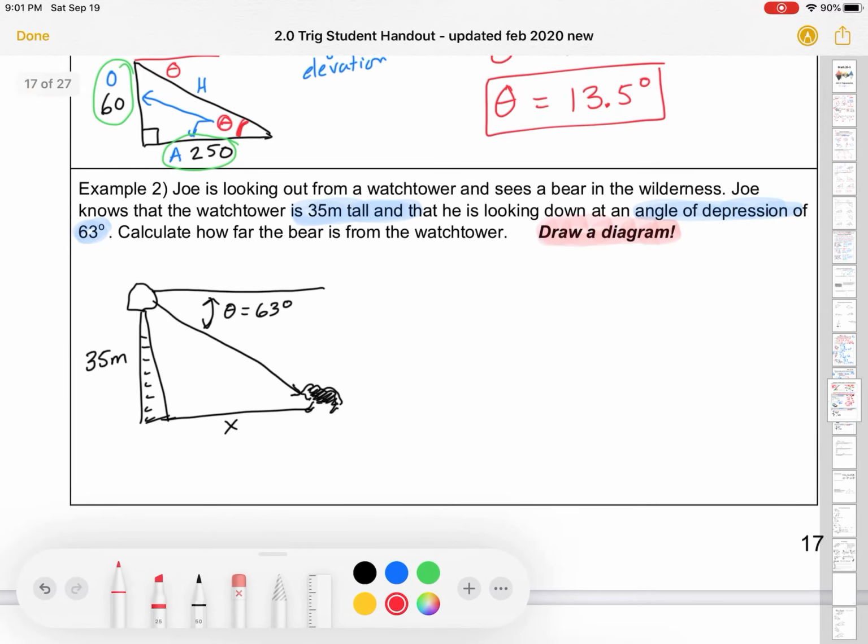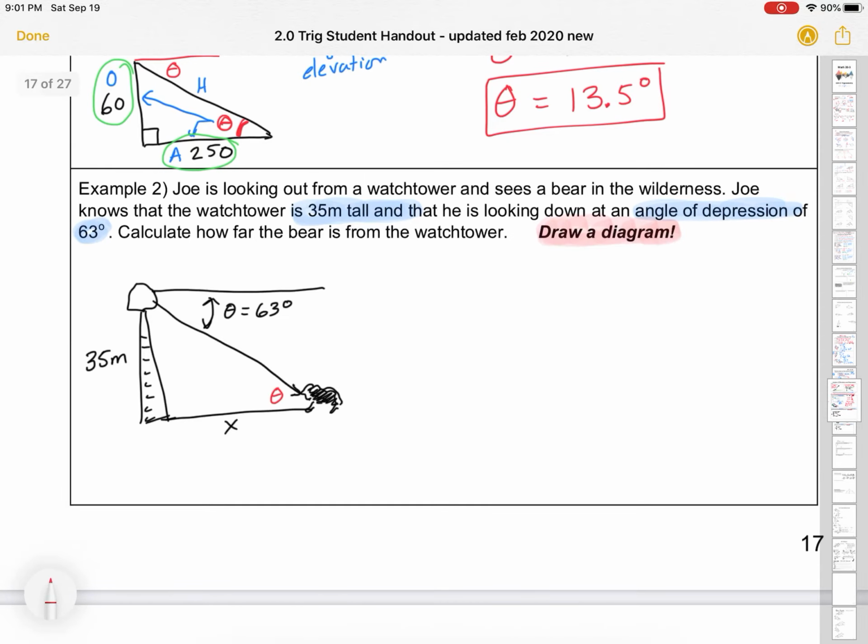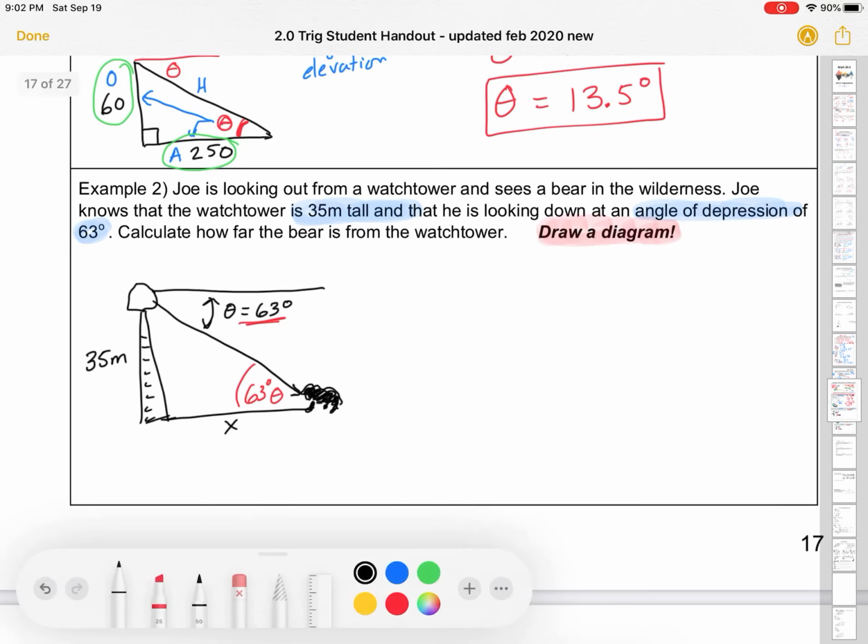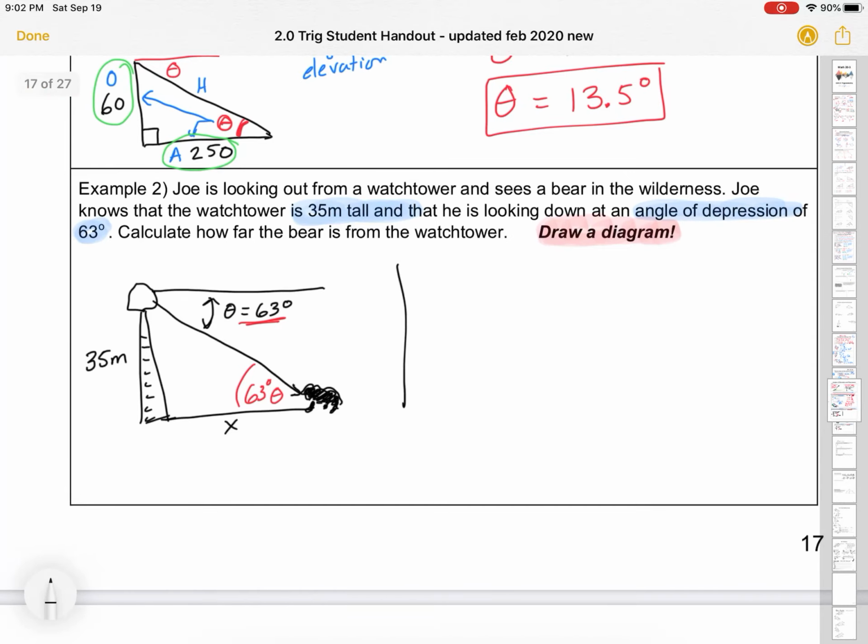We also know that the angle of depression is 63 degrees. Now remember, angle of depression is the same as the angle of elevation. So if this is 63 up here, that's 63 down there. Okay? So now we have our little picture. Hope you like my bear. He's so scary. This is a black bear. Okay. So let's draw this as a plain old simple diagram, triangle, okay? And then we're going to solve it.